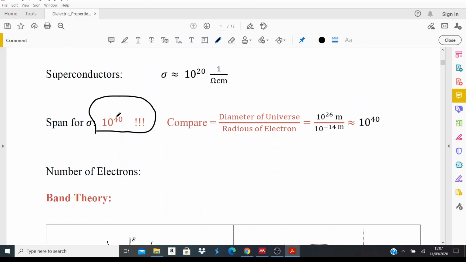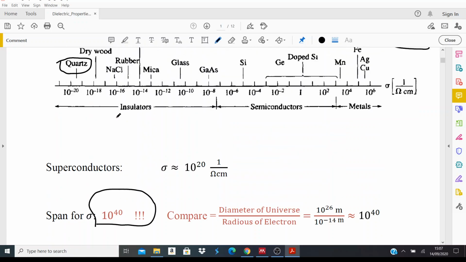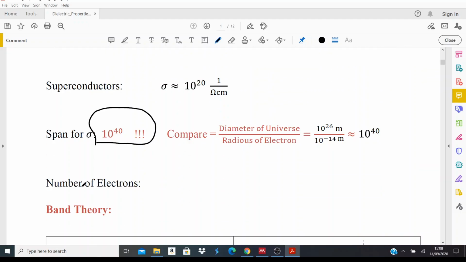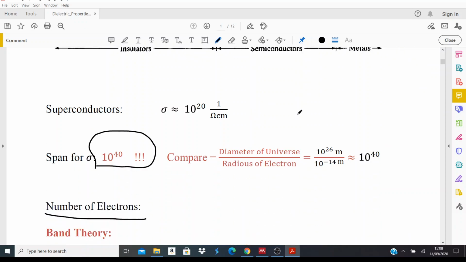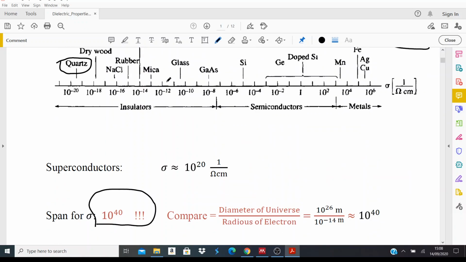And one question usually asked is, okay, we have different materials and their conductivity is varying over a very wide range. Why is that the case? The electricity inside any material is carried by electrons. So a general question usually asks about the number of electrons, right? Is it the case that maybe for the insulators there are few electrons, and for the metals there are a huge number of electrons? Is this the case? The answer is no. Every material has a number of electrons.